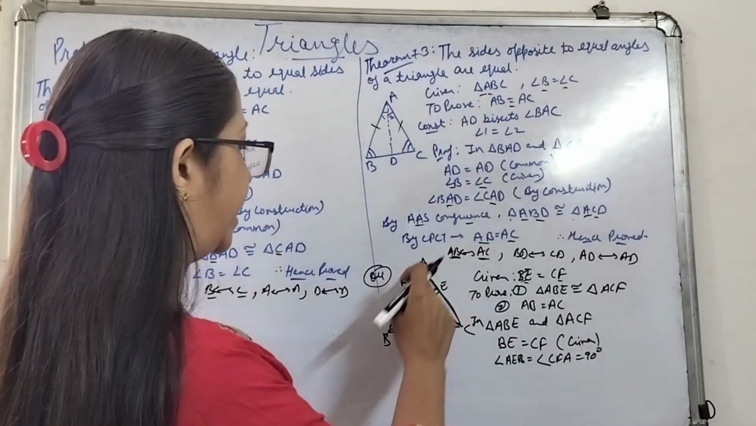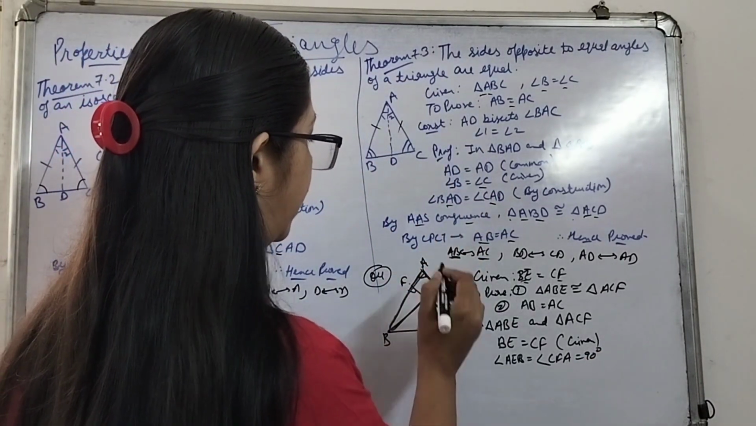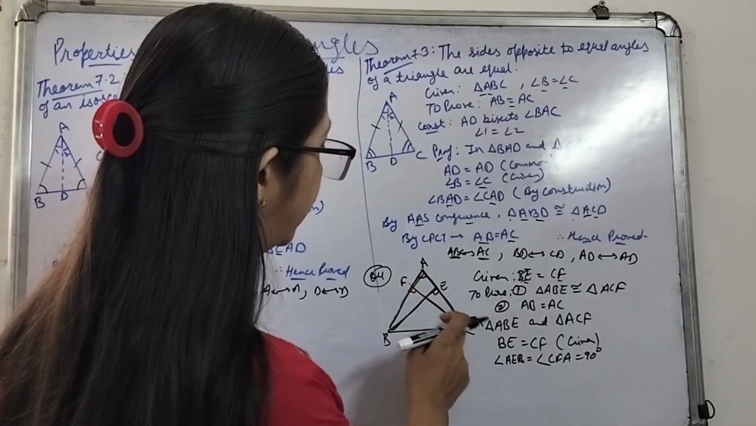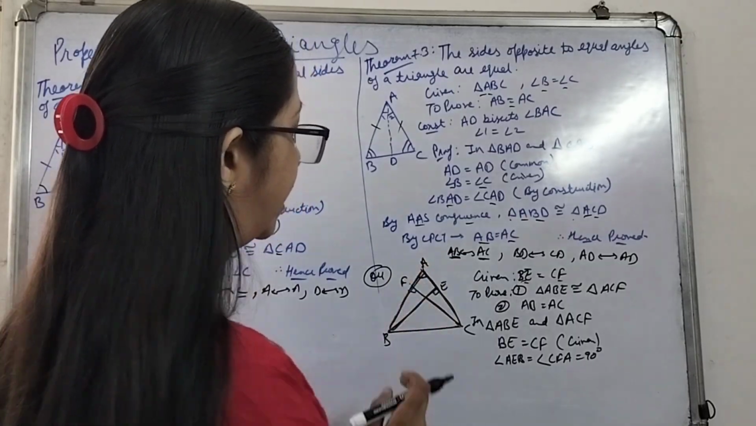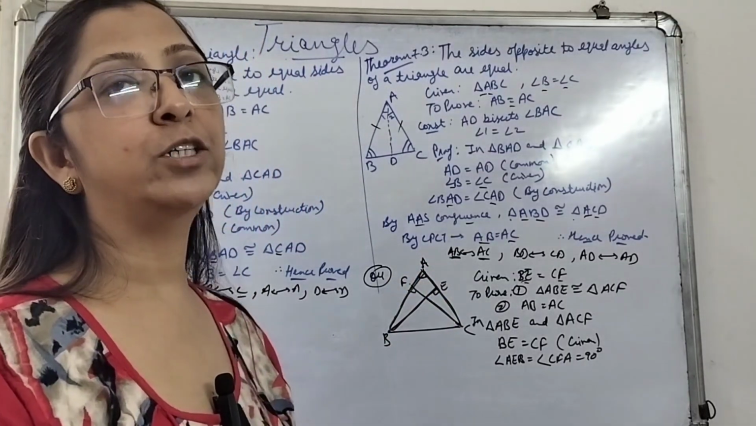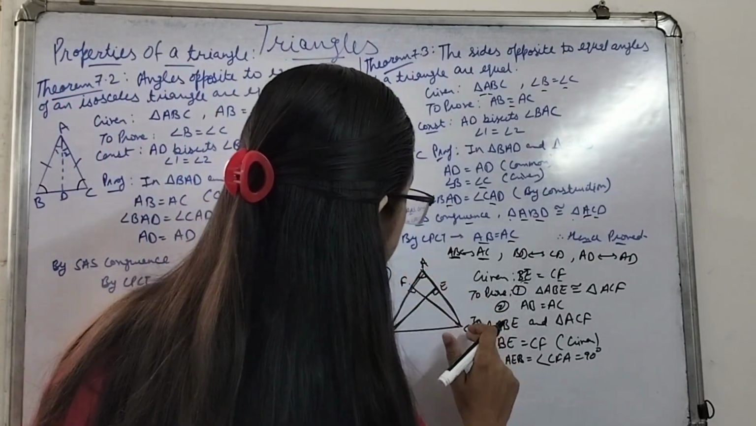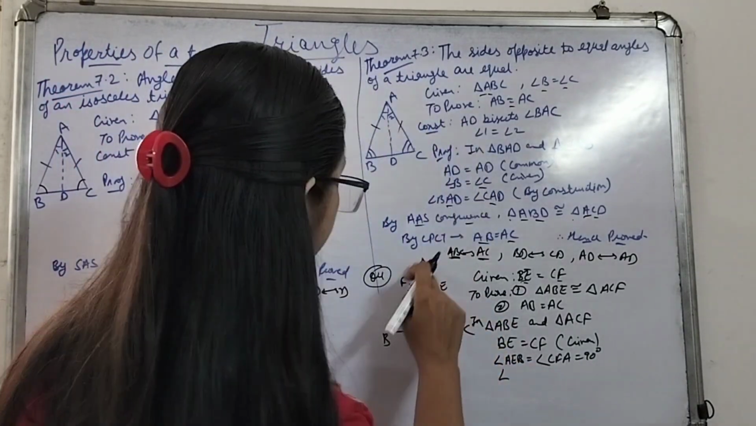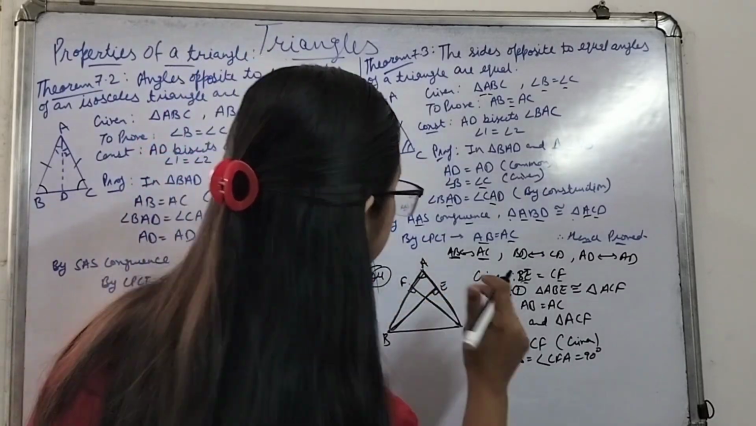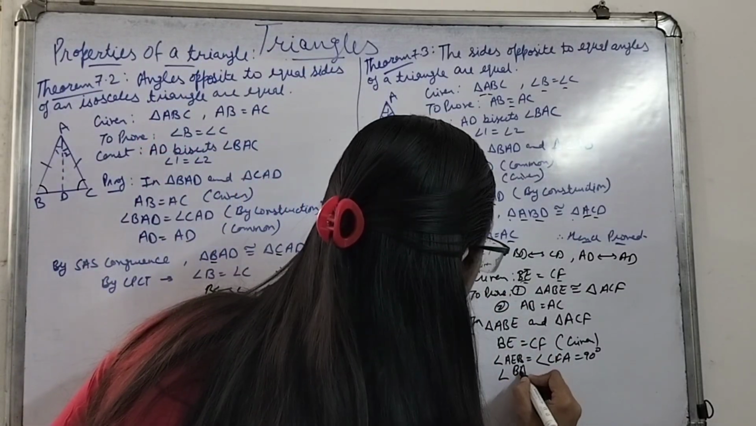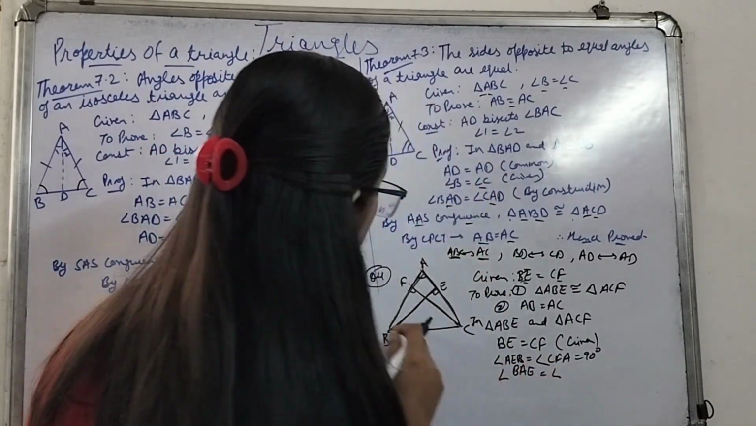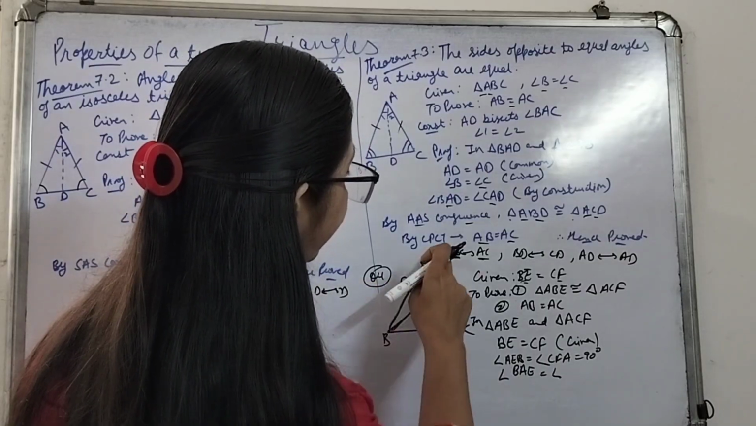Now in this triangle ABE, this angle A, and again in triangle CFA, angle A. Angle A is common for both the two triangles. So angle BAE is equivalent to angle FAC.